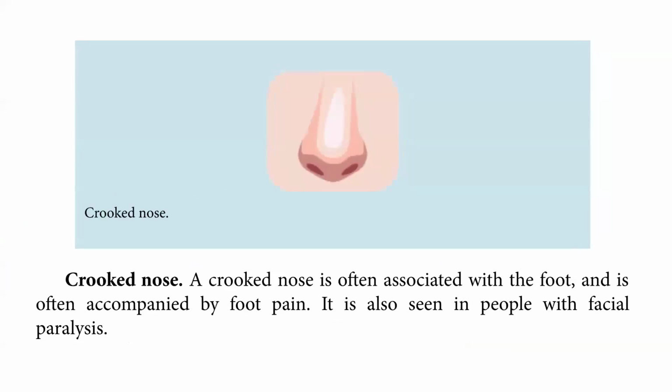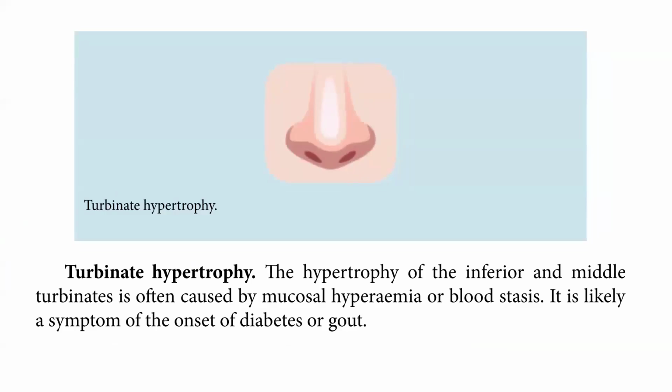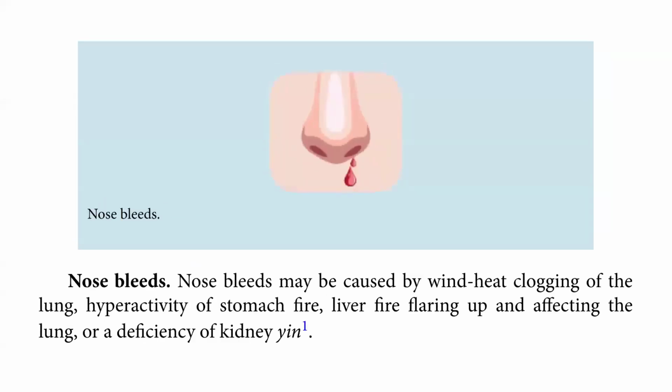In this diagram, we see a crooked nose. This is often associated with a foot problem and is often accompanied by foot pain. It is also seen in people with facial paralysis. Here we have turbinate hypertrophy. Hypertrophy of the inferior and middle turbinates is often caused by mucosal hyperemia or blood stasis. It is likely a symptom of the onset of diabetes or gout.